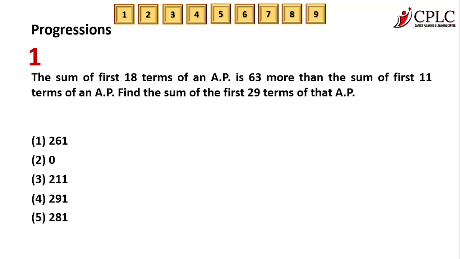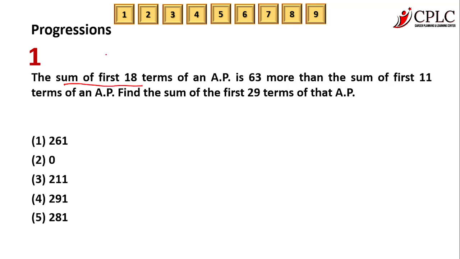So the question is very simple. The sum of first 18 terms of an AP is 63 more than the sum of first 11 terms of the AP, and then find the sum of first 29 terms of that AP. Now, how do we do this? Very easy way to do that. The first line itself is very critical.